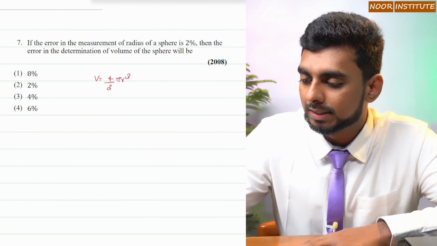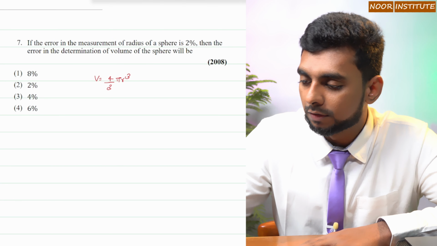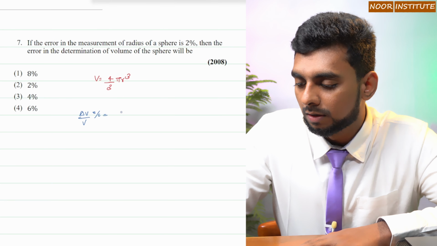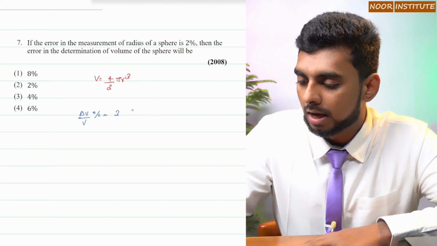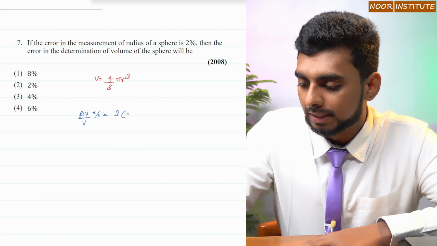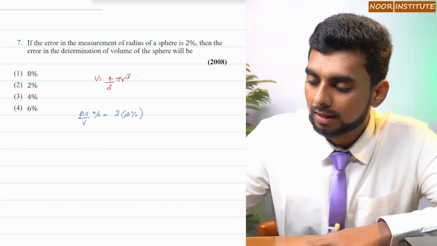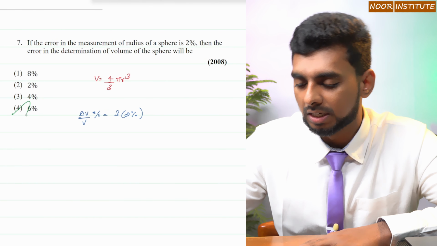What I need to find here is del V by V, right? So del V by V into 100, which is the percentage, which I need to find. So it will be equal to 3 into del r by r into 100, that is 2%, right? So the answer here will be 6%, right? These are easy sums, you should know. Let's move to the next one.